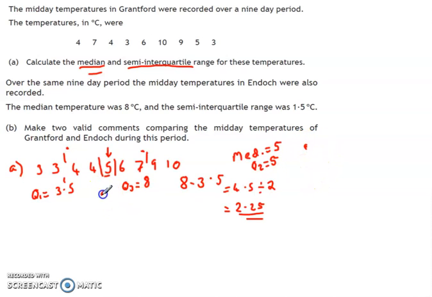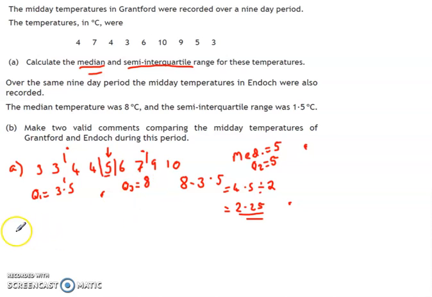Second mark for getting both your quartiles, not just one but both. And then your third mark for getting your semi-interquartile range. So that would be the first part. That would be calculating the data and calculating the information we need. The second part now, we have to make the valid comparison.